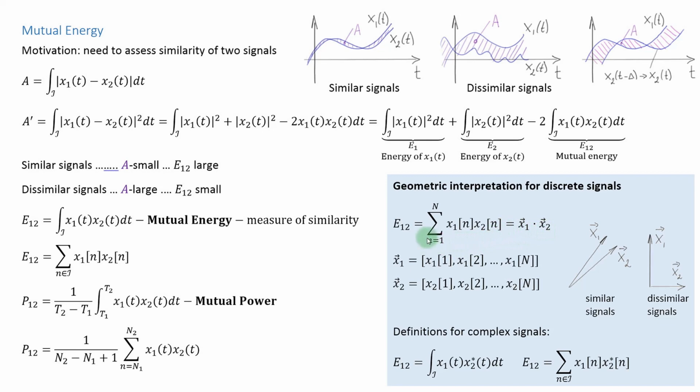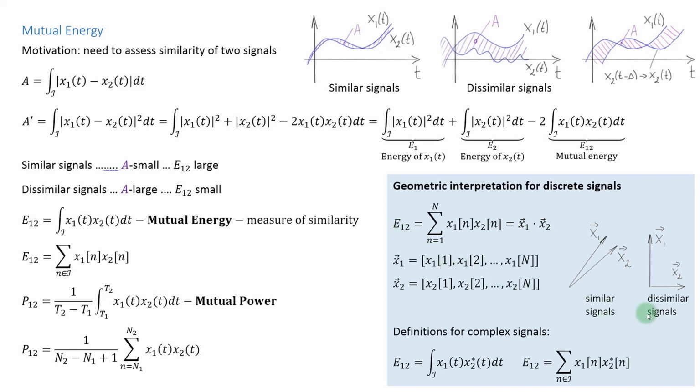This sum is nothing else than a dot product of these two vectors. So I can imagine that my signal x1 is some vector in an n-dimensional space, and so is my signal x2. Now, if my signal x1 is similar to the signal x2, these two vectors point roughly into the same direction. In that case, the dot product of these two vectors is large. The mutual energy is large when those signals are similar.